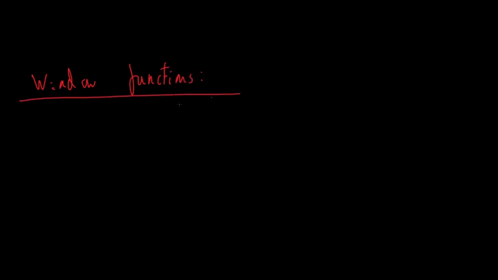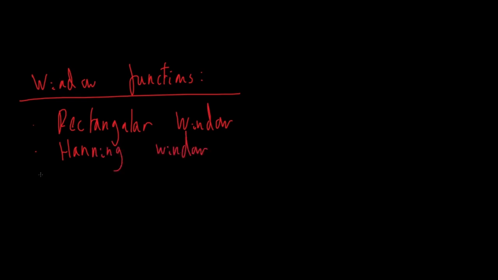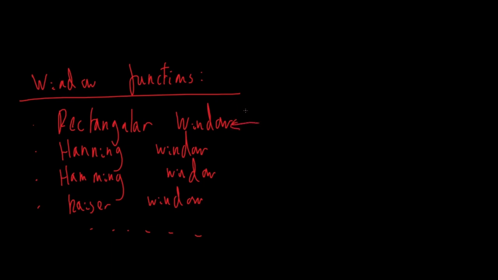There are many types of window functions, so let's look at that. There is a long list of them. You have the most basic, the rectangular window. You have the Hanning window. You have the Hamming window. Notice that's an M. You have the Kaiser window. And this long list goes on forever. There is a large number of windows that engineers and mathematicians have made. However, today we are going to look at the most basic type of window, which is a rectangular window.